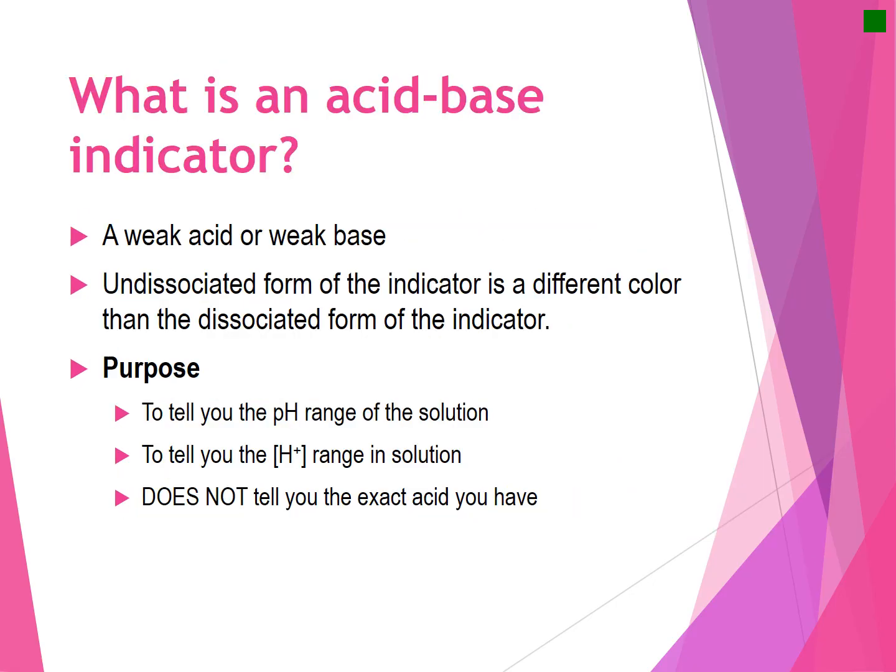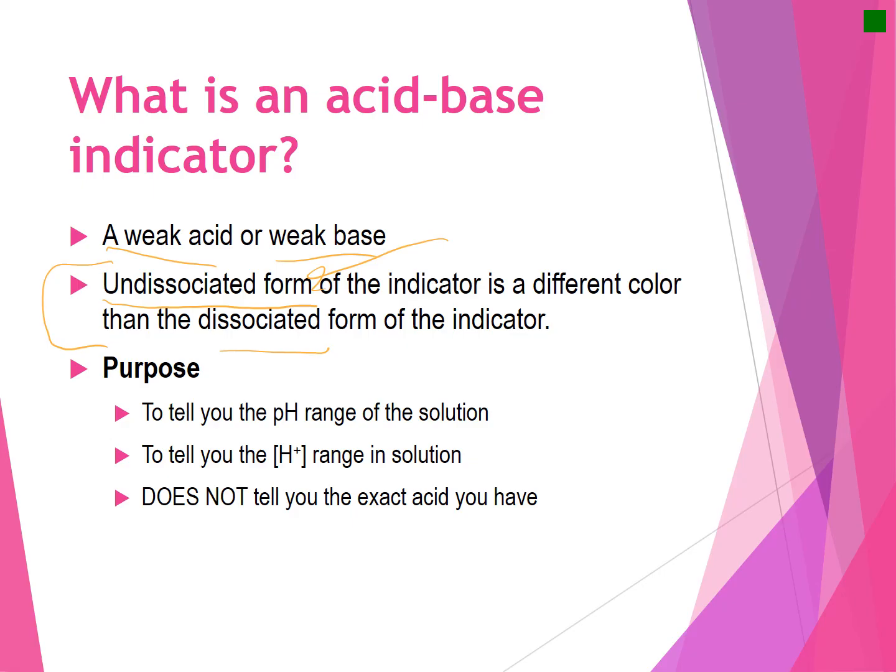So what is an acid-base indicator? It's either a weak acid or weak base, depending on what the indicator is. And what happens is it actually changes colors when you have an undissociated form versus the dissociated form. So basically the undissociated form has the extra H plus attached to it, or the dissociated form is where the H plus is no longer attached to that indicator. And for whatever reason, it actually shows you a different color.